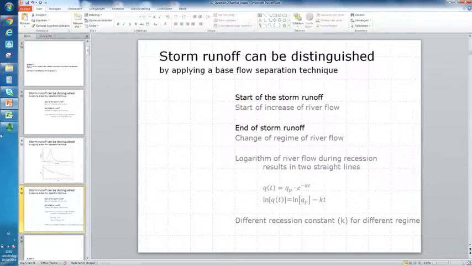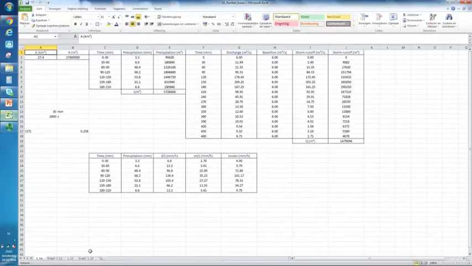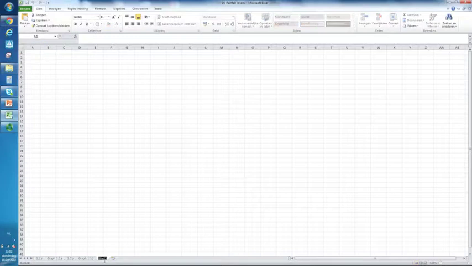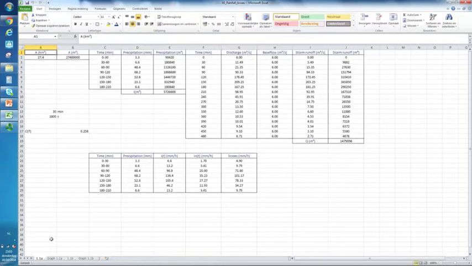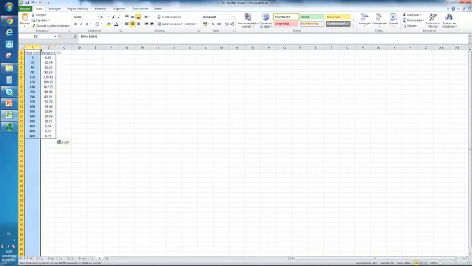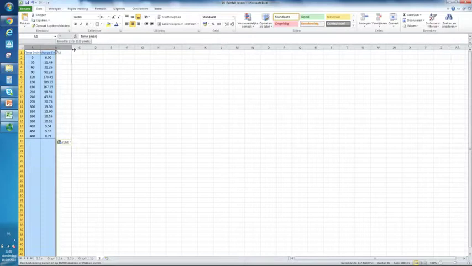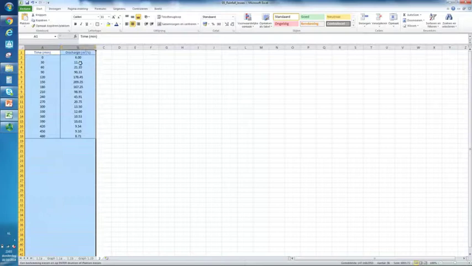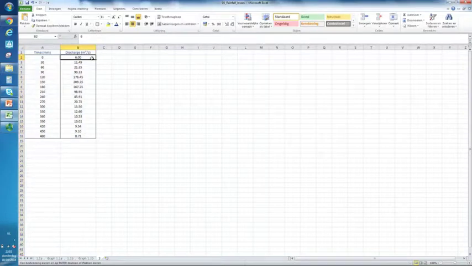Now let's go back to our Excel sheet. We create a new sheet which we will call 2, and I will copy the values of the discharge and the time, like this. Let's make this a little bit more nice, like that. So that's just the data that was given for the exercise.